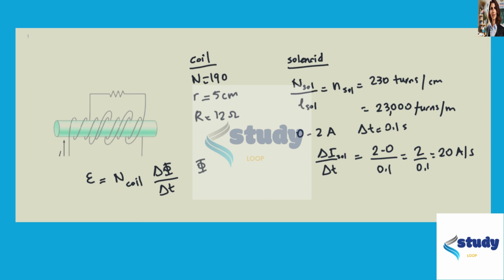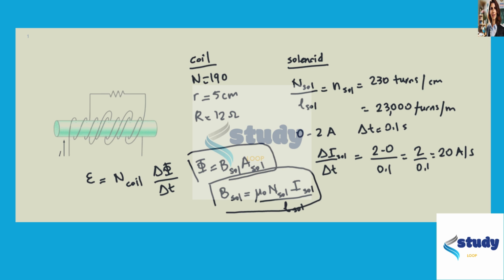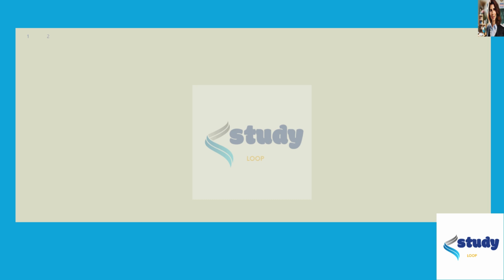Then this flux is going to be generated by the solenoid itself, right? So the cross-sectional area of the solenoid. Let's remember what the magnitude of the magnetic field of a solenoid is if there is current passing through it. So it's mu naught N solenoid times the current through the solenoid divided by the length of the solenoid, right? So we can plug these two equations in the induced EMF equation. Then what we get, let's do it on the next page.